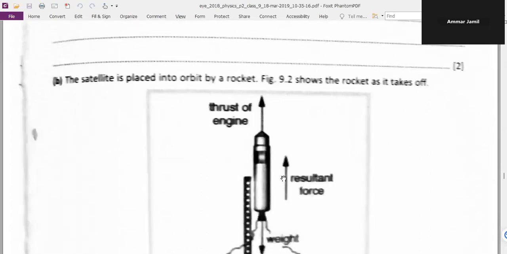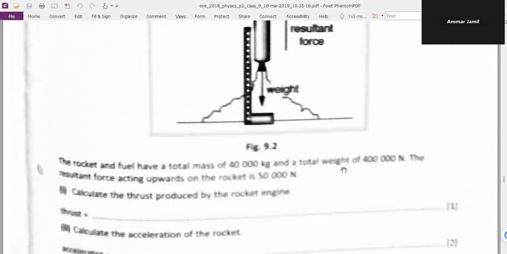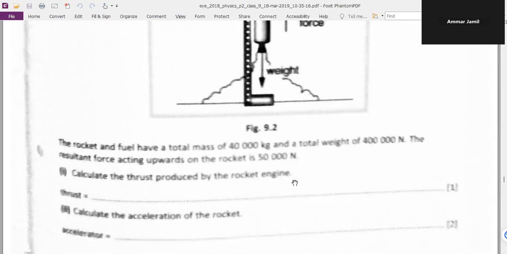Then we have a rocket. It is the thrust of the rocket given here, the total mass of the rocket, total weight of the rocket, and the force acting upwards as 50 newtons. So the thrust produced by the engine will be given as the downward force minus the resultant force of 50,000 newtons. So the thrust produced will be 50,000 plus the weight of the rocket. So the engine has to provide this force, 400,000 newtons plus 50,000 newtons to make the rocket accelerate upwards.